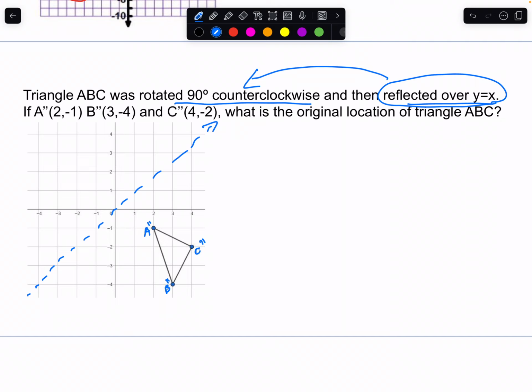So whenever you're undoing a composition, you have to undo the most recent thing that landed you here. And then you undo the last thing, which was the first thing that got you there. So we're going to first undo the reflection over y equals x. Reflection over y equals x, all you really need to do is switch the y and the x values, because y becomes x and x becomes y. So we need to reflect it, which means this triangle will flip to this side. It'll end up landing on the second quadrant.